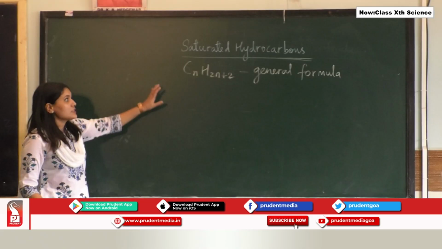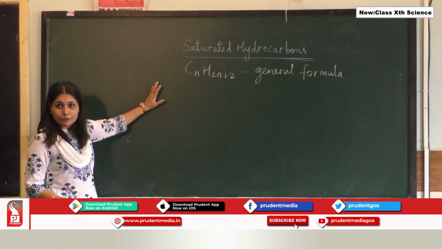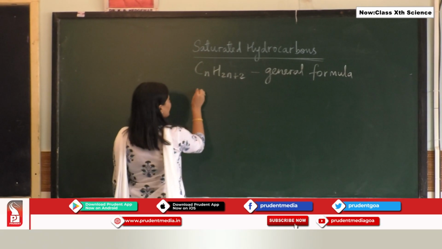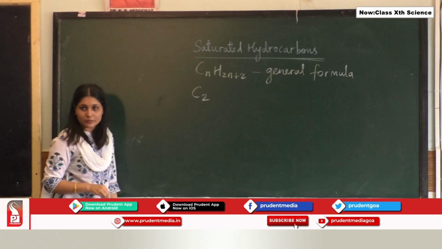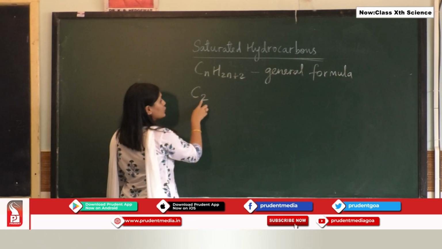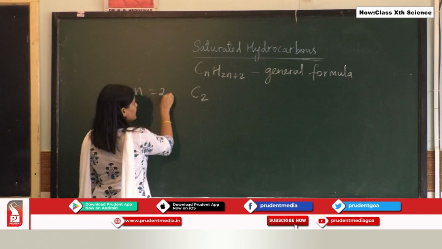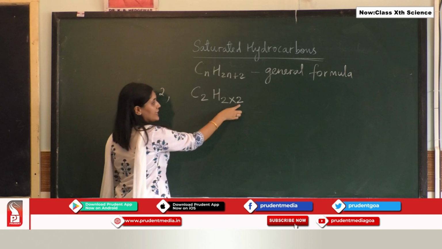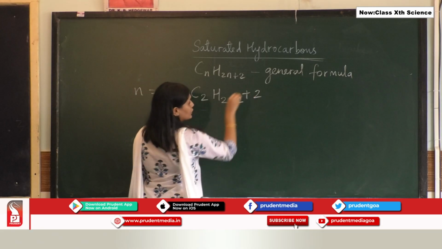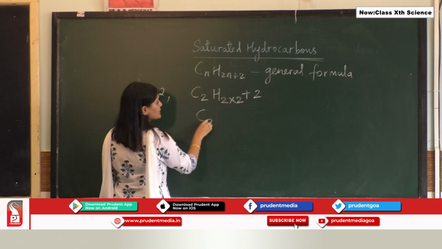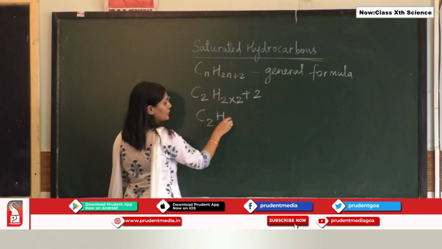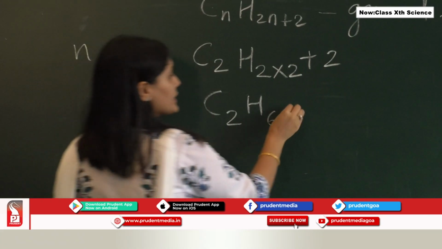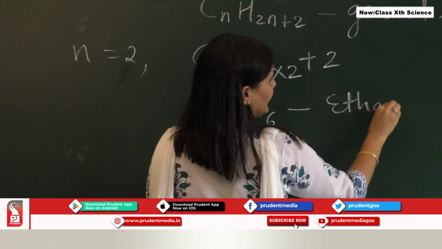So let us work out the molecular formulas of various alkanes with the help of the general formula. First we will see if I am having 2 carbon atoms. So my n is equal to 2 in the first case. So what I will do, wherever there is n I have written 2. So what will be my formula? C2, H, 2 twos are 4 plus 2, I am going to get C2H6. So this is my formula for ethane.